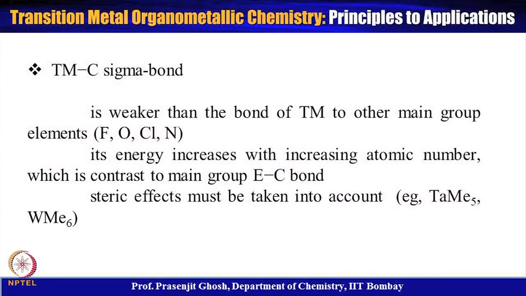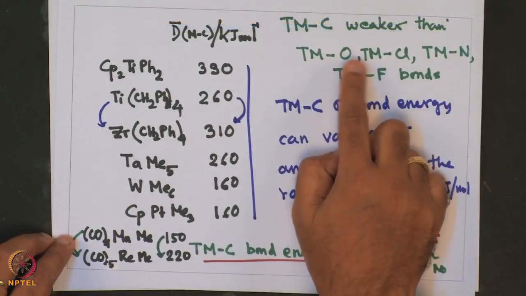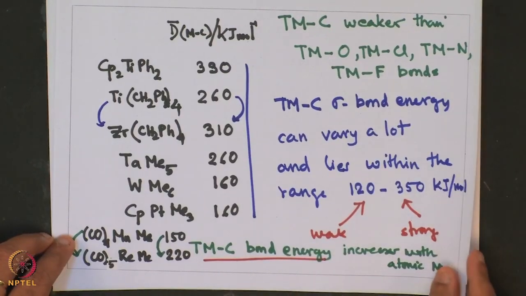So the transition metal carbon bonds are weaker than transition metal bonds to other main group elements like the heteroatom halide chlorides, and also the transition metal carbon bond energy increases with atomic number as one goes down the group.